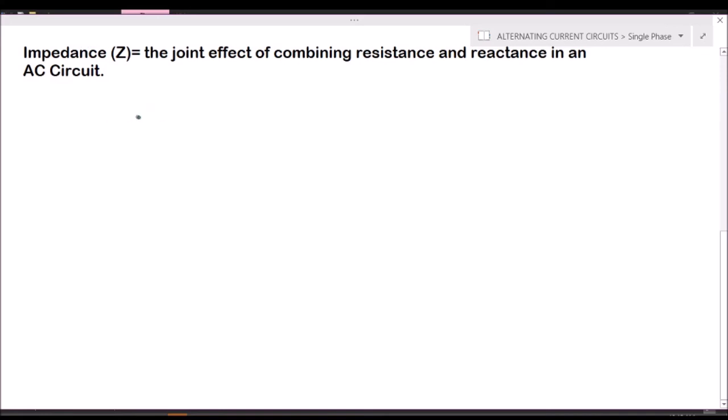The formula for impedance is Z equal to the square root of R squared plus (XL minus XC) squared. So that is the formula for impedance. The unit for this formula is ohms. Okay, so that is impedance itself.